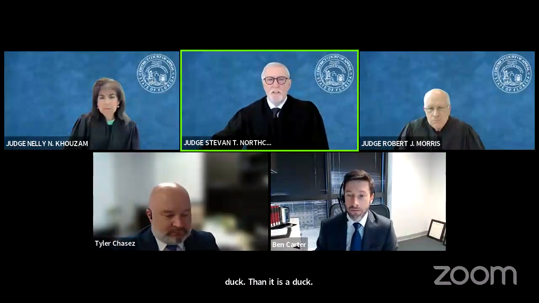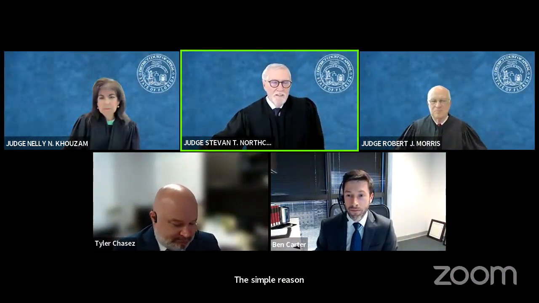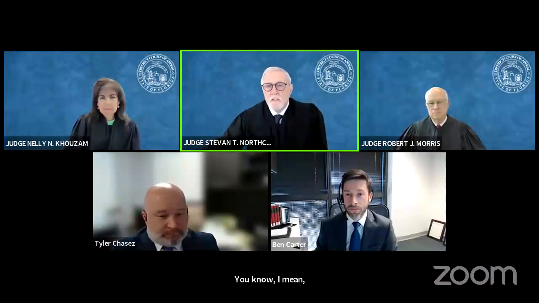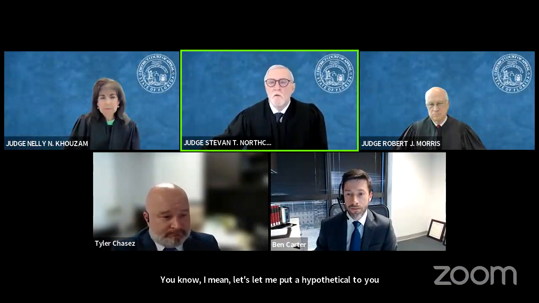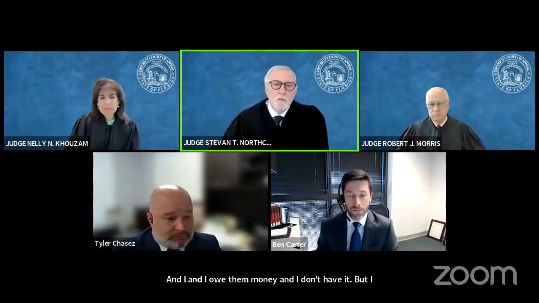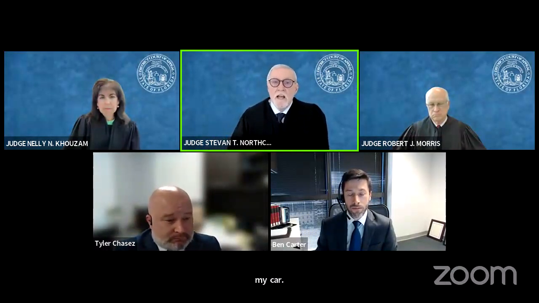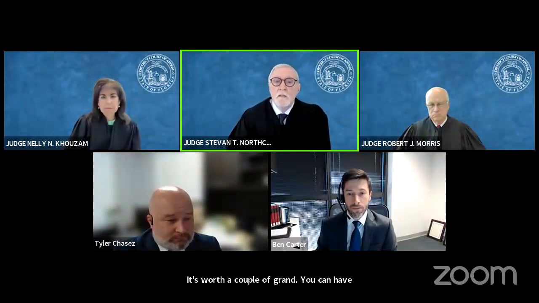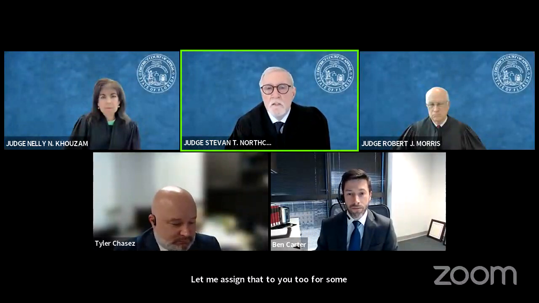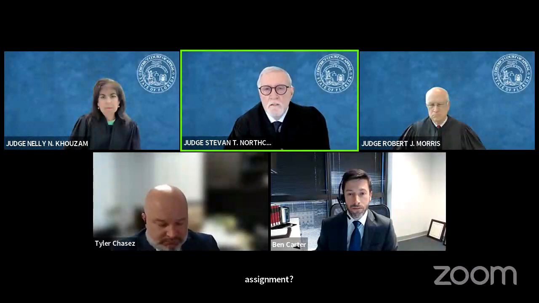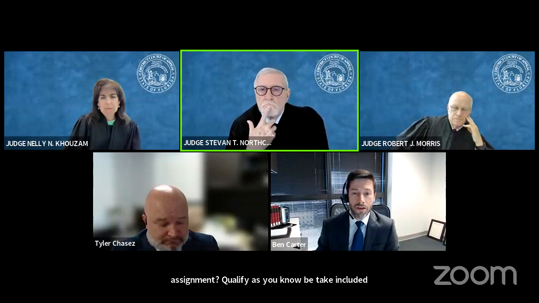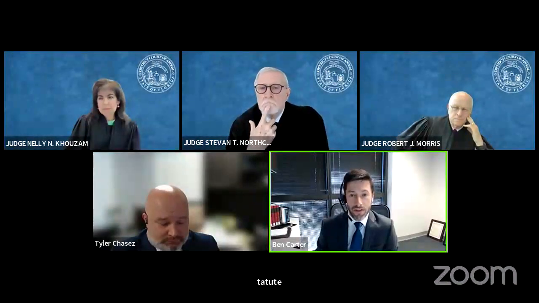I question that, Mr. Carter, whether this actually looks like the duck or quacks like the duck. Let me pose a hypothetical to you. Say I'm in debt to someone, and I owe them money, and I don't have it, but I have some things I can give them. I said, look, you can have my car. It's worth a couple grand. You can have whatever. And I have this claim against an insurance company. Let me assign that to you too for some value. Would that assignment be included under this statute?